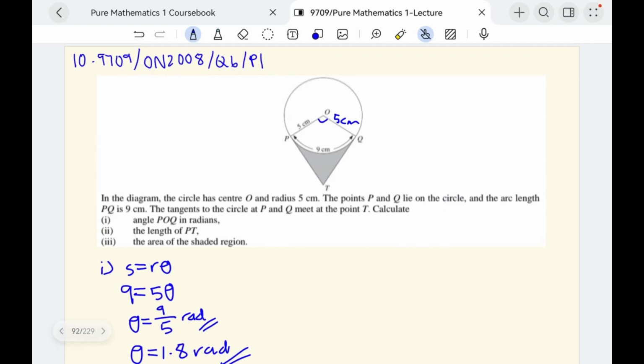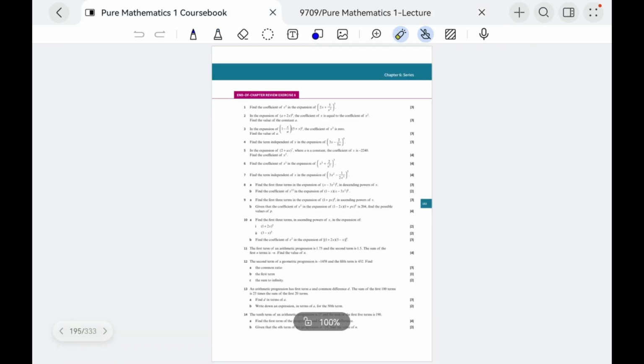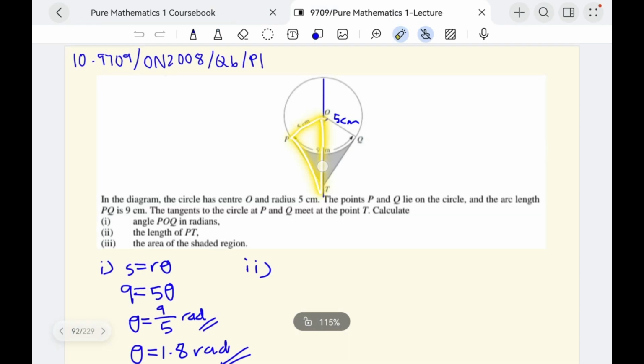Okay, let's move on to the next part. Find the length of PT. To get PT, you must know some properties of the two tangents, which are two lines tangent to the circle and they meet at a point. So what I'm going to do is draw an axis of symmetry. As you can see, it divides the figure into two congruent, identical triangles.